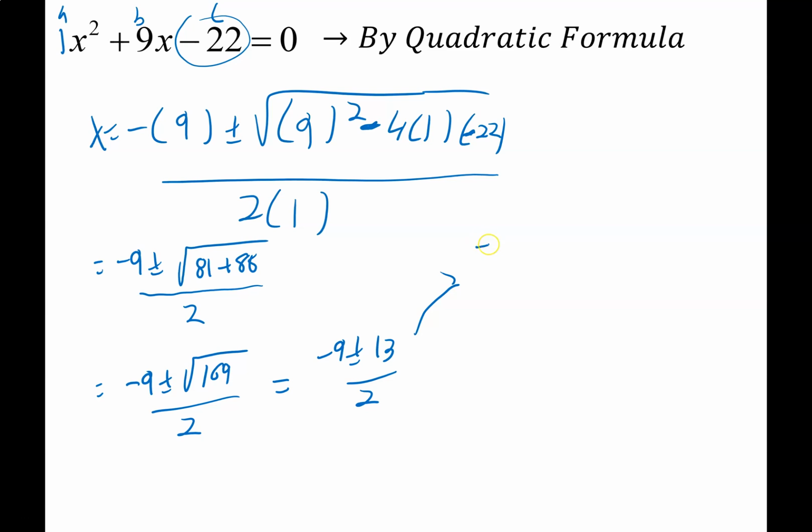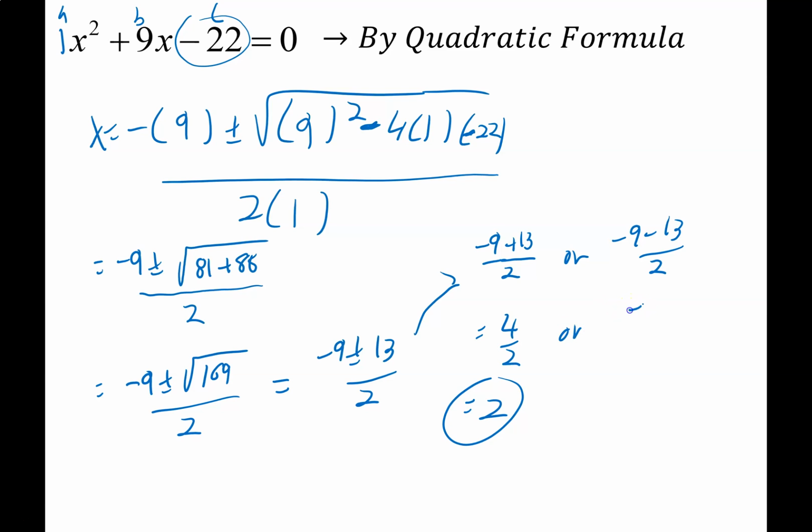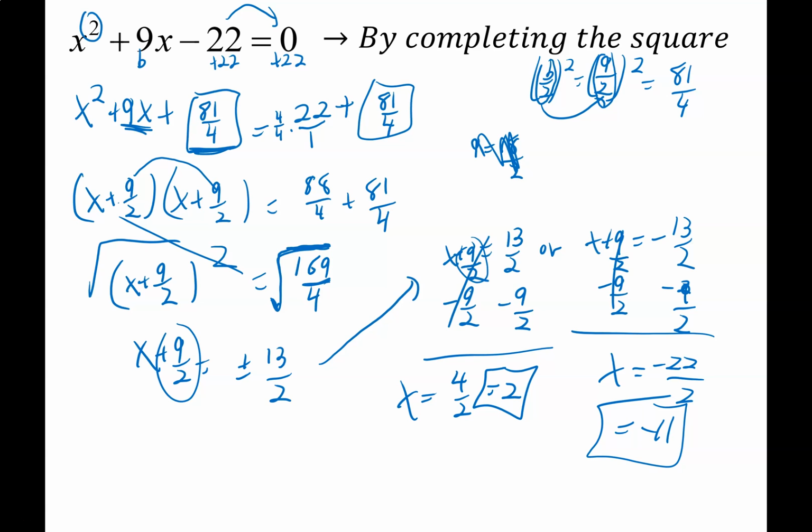So my two answers are negative 9 plus 13 over 2, or negative 9 minus 13 over 2. Negative 9 plus 13 is 4 halves, which gives me an answer of 2. Negative 9 minus 13 is negative 22 halves, which gives me an answer of negative 11. So again, what I hoped you saw here is that regardless of which method you choose, I get the same answer.